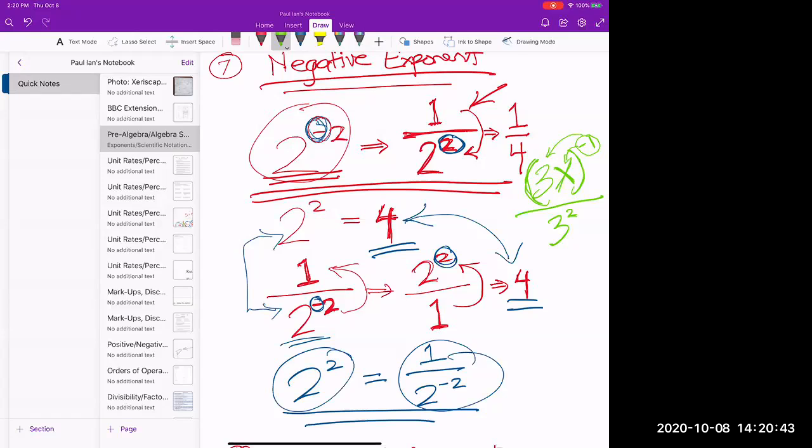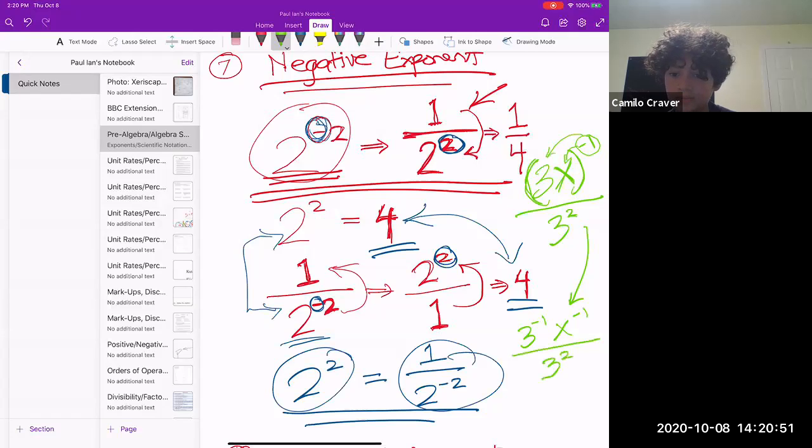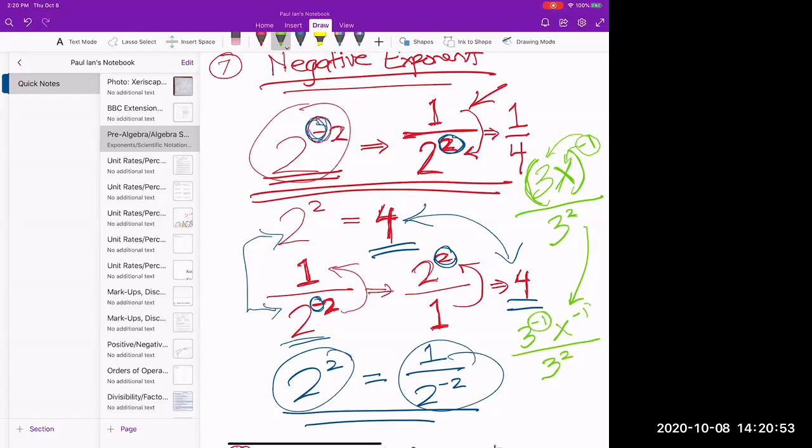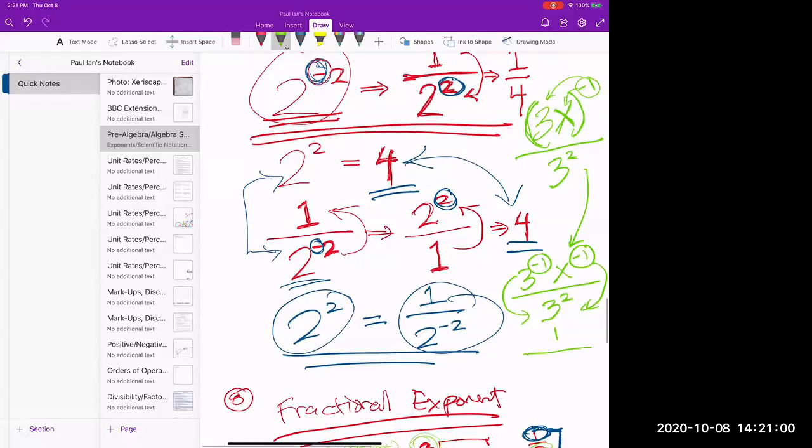So I'm just gonna write it over here. It's 3 to the -1, x to the -1. And then you put them at the bottom. Since they're negative, you put them at the bottom. So let's take a look at this. So 1 over 3 to the 1, I'm just gonna keep it like this for now. 3 squared. And then you have this x here, right? Yeah. So what do you do with this one right here?